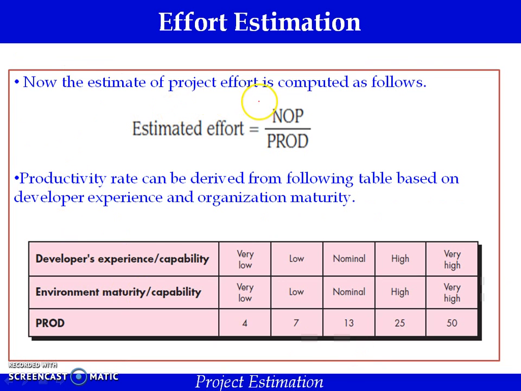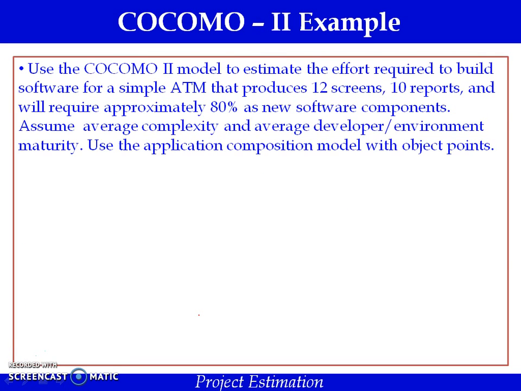Effort estimation. The project effort is estimated using the formula: estimated effort equals NOP divided by PR. NOP stands for new object points to be developed and PR stands for productivity. The productivity rate will differ from organization to organization and individual to individual. So the developer's experience and the organizational maturity are both taken into account, ranging from very low, nominal, that is average, high and then very high. Based upon that, the productivity rate is given in the table. So we'll see an example now.